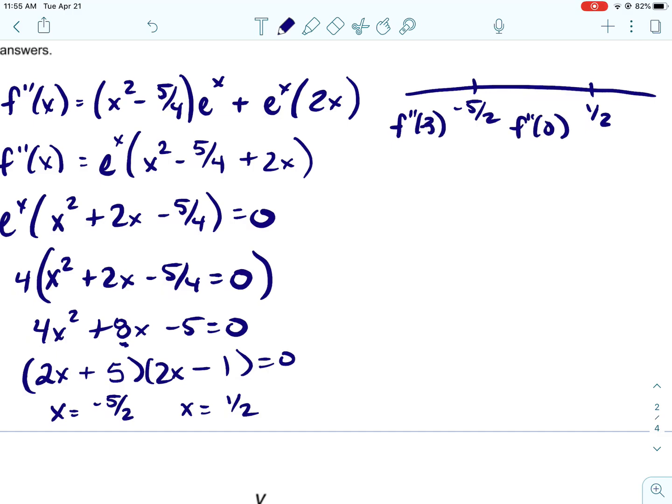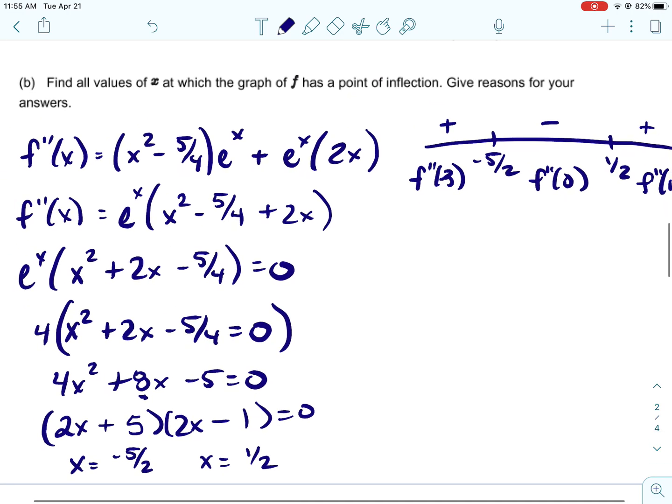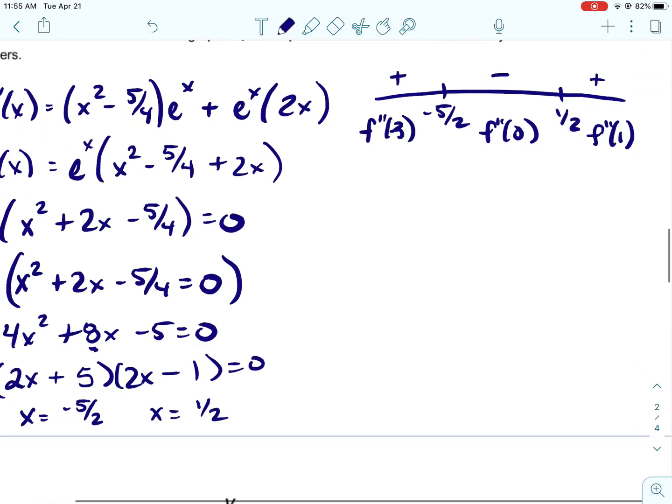Alright, so what I would do is I would take those two, put them on my number line. And then I'm going to test a point in each region, and I'm plugging it into the second derivative. So when I plug in negative 3 into the second derivative, just go ahead and use your calculator. You are going to get a positive. When we plug in 0, we're going to get a negative, and when we plug in 1 into the second derivative, we're going to get a positive.